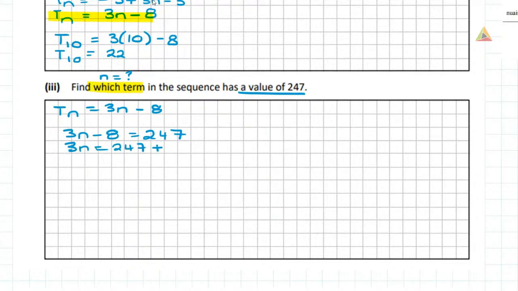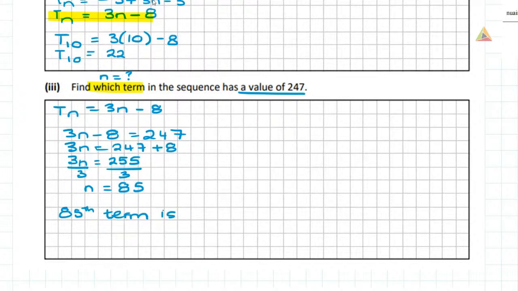So I'm going to add 8 to both sides of this equation and I get 3n is equal to 255, and we're going to divide both sides by 3 and I get n is equal to 85. So the 85th term is going to be 247. Now you'd be writing out that for a long time to get to the 85th term, so it's much easier to use your formula than to write it out for that case.